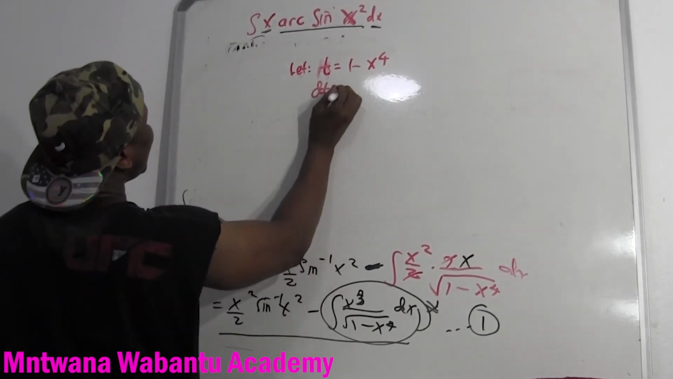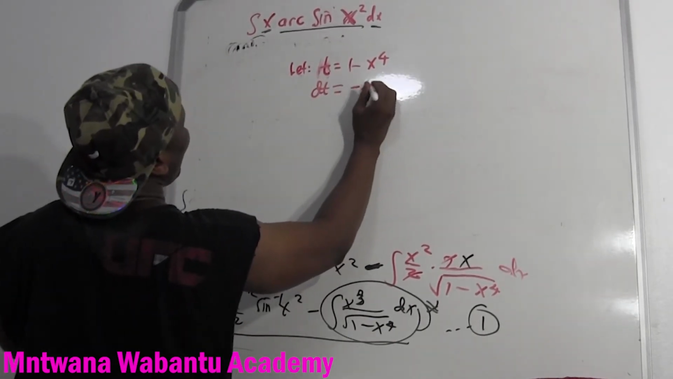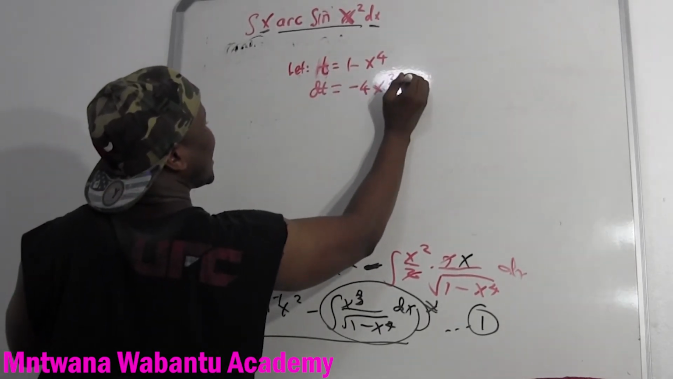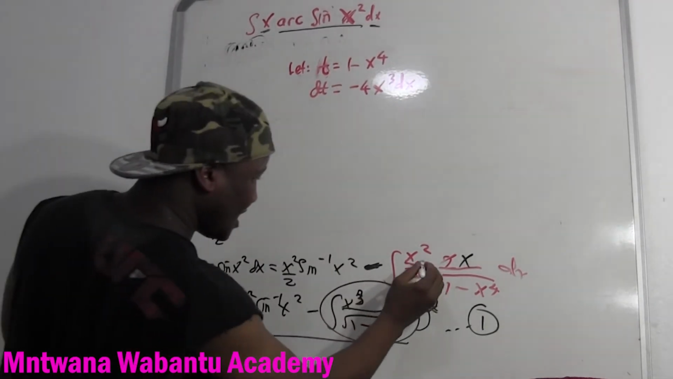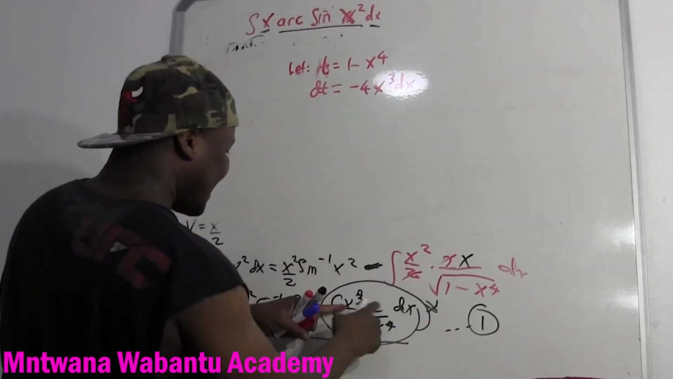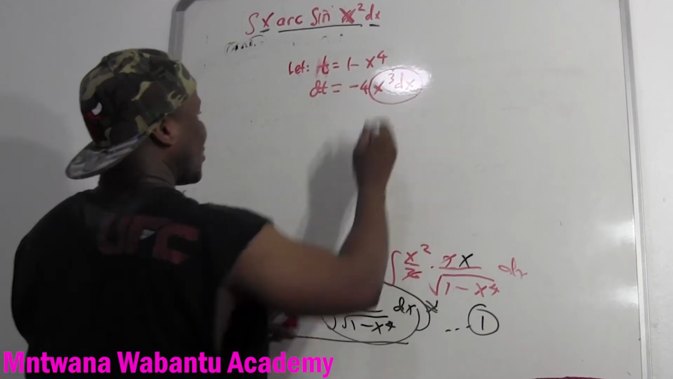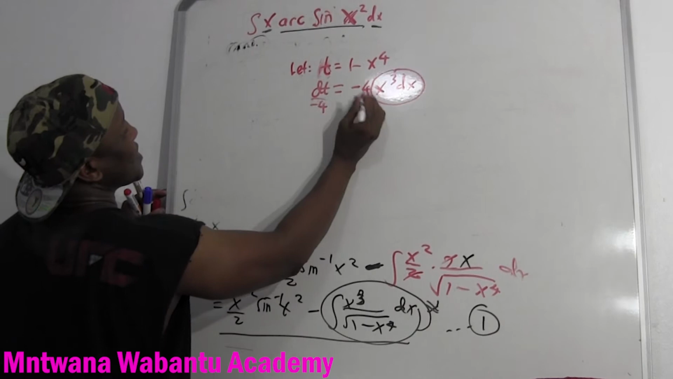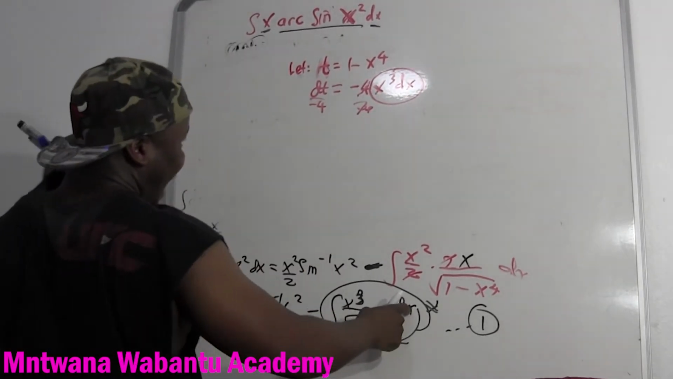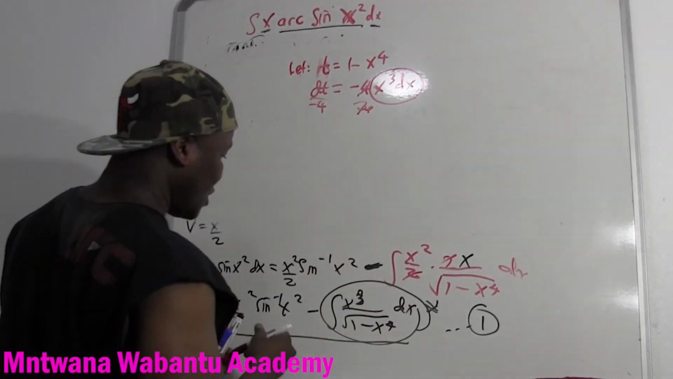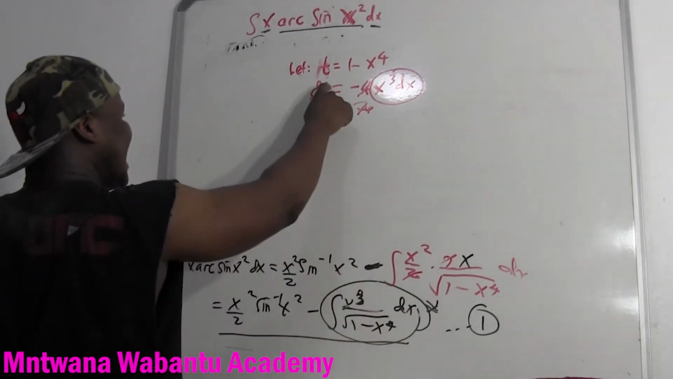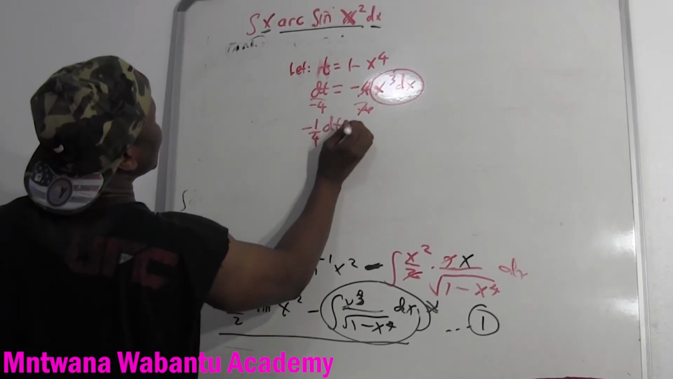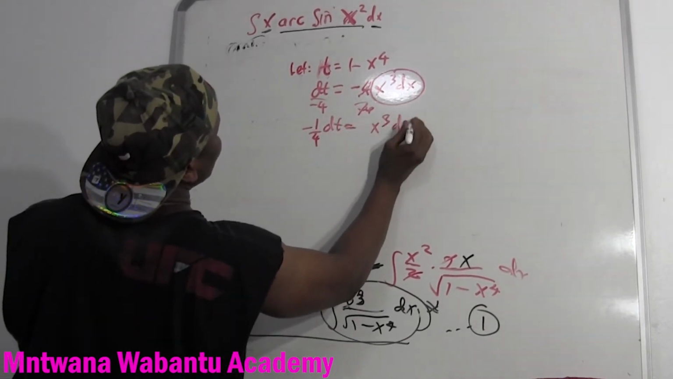If you differentiate, it's going to be dt equal to negative 4, because this 4 comes back, x, and then x to the power 4 minus 1 equal to 3, dx. So this is like x cubed dx. x cubed dx equal to dt over negative 4, because you divide by negative 4 over negative 4. So I can replace this by dt, and then negative 1 over 4 dt equal to x cubed dx.